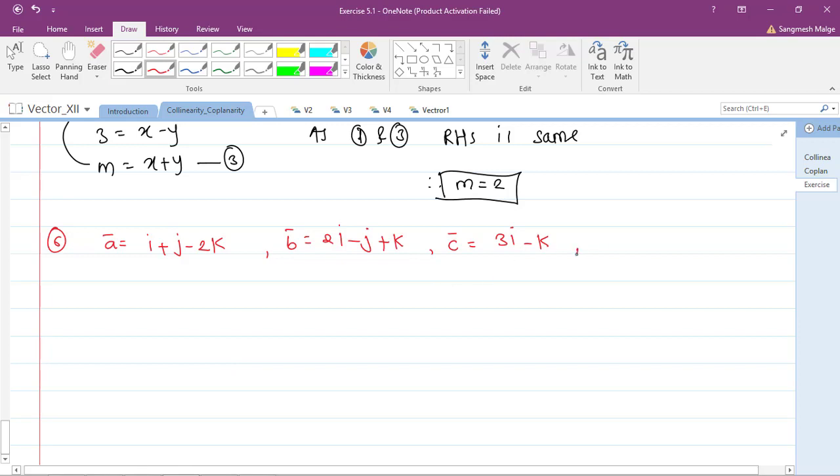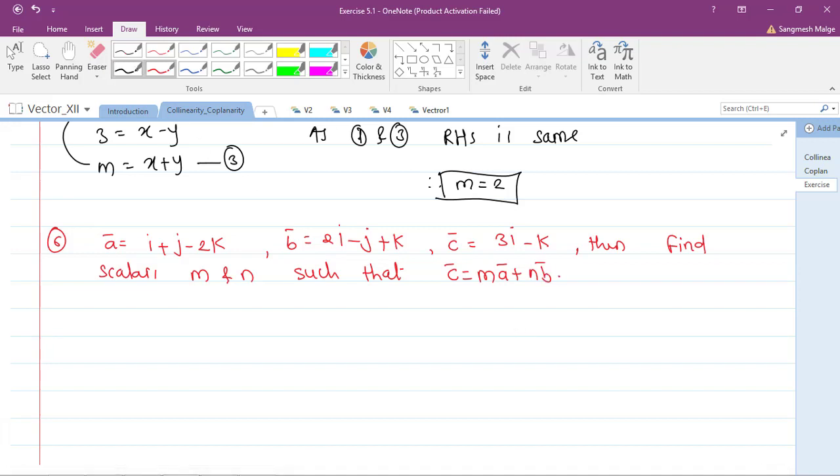Then what does the question say? Find scalars m and n such that C bar is equal to M A bar plus N B bar. So this is the total question. Okay, so I request every one of you, please pause this video and compute the values of m and n, and let's verify whether your answer is correct or not.